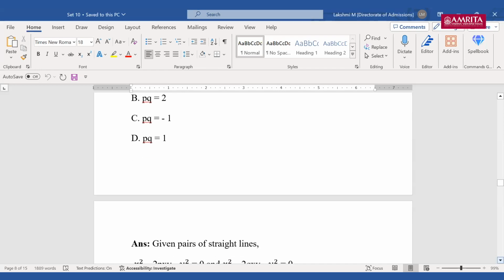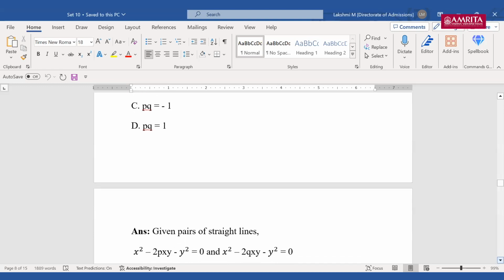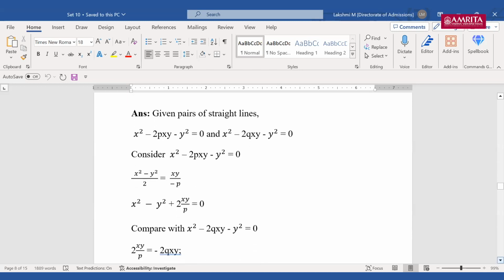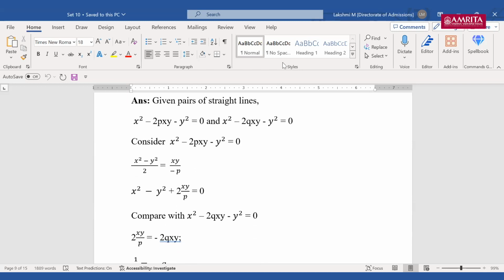I hope you remember the general formula for the angle bisector of ax square plus 2hxy plus by square: (x square minus y square) by (a minus b) equal to xy by h. The same formula that you have studied. I have just taken the first one, x square minus 2pxy minus y square equal to 0. The general equation is (x square minus y square) by (a minus b), where a is the coefficient of x square and b is the coefficient of y square, equal to xy by h. Here h is minus p.